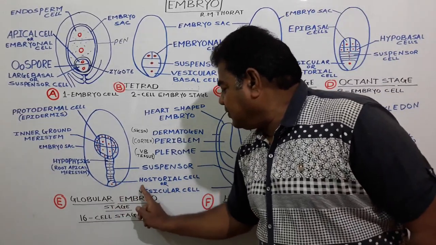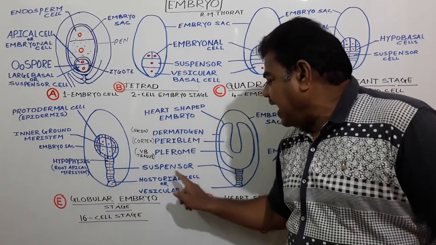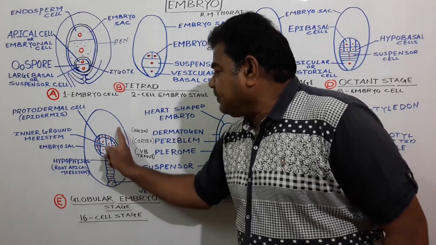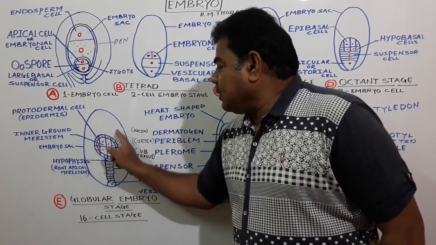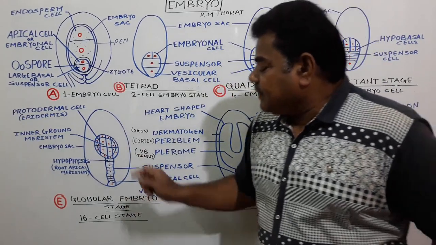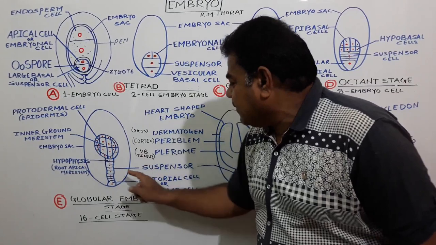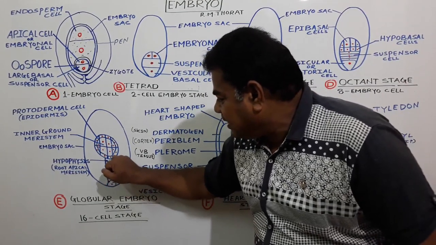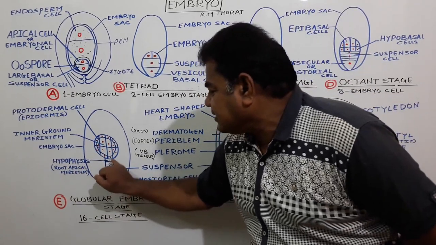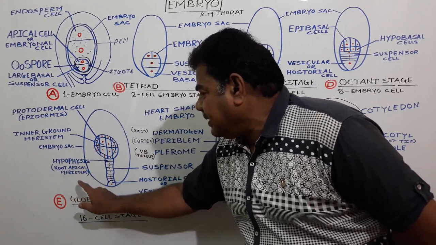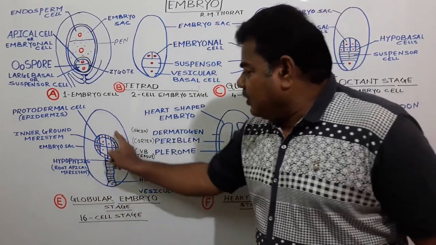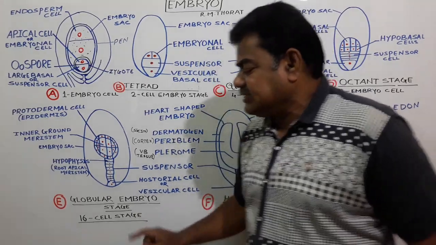And now with the help of this haustorial cell or vesicular cell and this series of suspensor cells, the globular embryo gets a push inside the endosperm, and this globular embryo gains energy from the surroundings like this. Now the one cell attached to the suspensor beneath this globular embryo, this cell, we call the hypophysis. And this hypophysis gets converted into root apical meristem, means from this hypophysis cell, root apical meristem formation takes place in future.